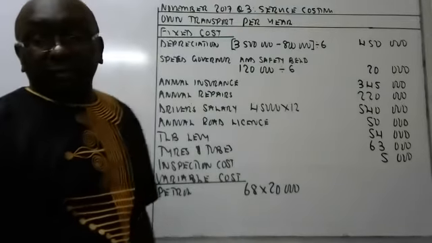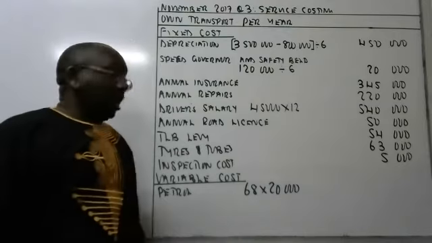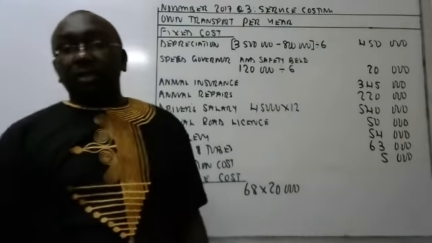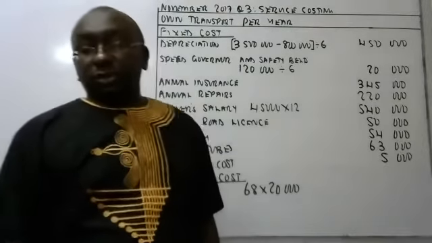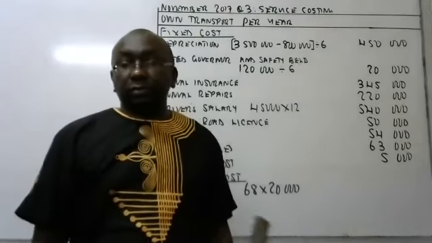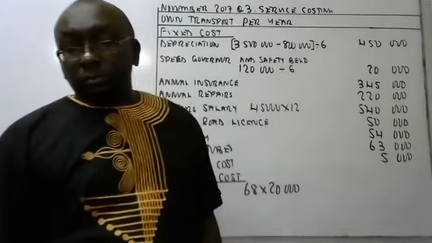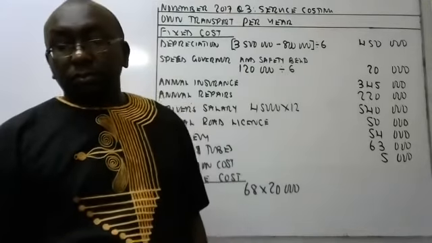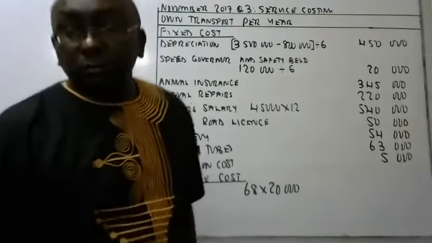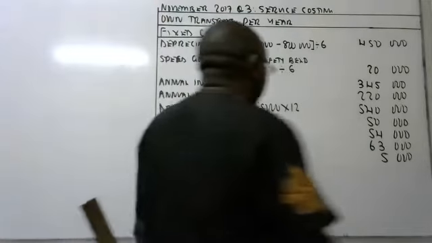So give me that figure. 68 times 20,000 is an amount of how much? $1,360,000.